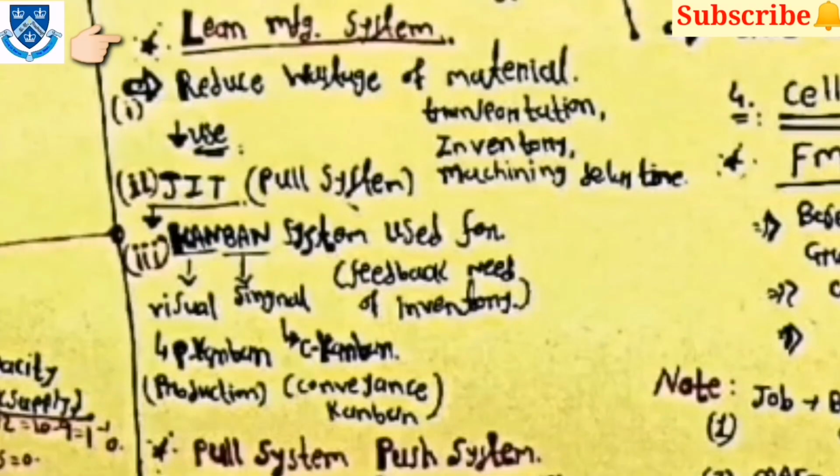Now it is used for reducing the wastage of the material, then transportation as well as inventory and the machining delay time. Then in this process, JIT means just in time process is used, and it is a pull system there. Then the Kanban system is also used for feedback of the need for inventory, and Kan means visual and Ban means signal. Then the visuals are called P Kanban and the signals are also called C Kanban.